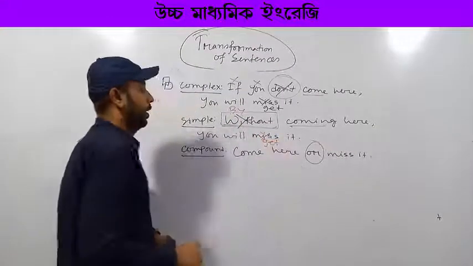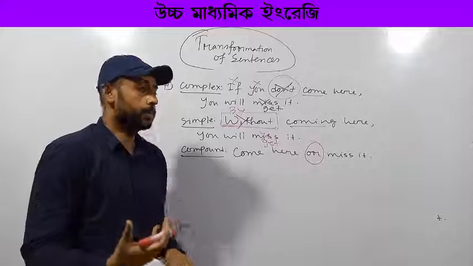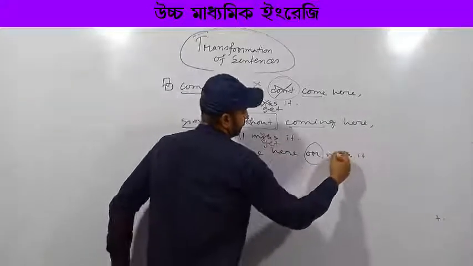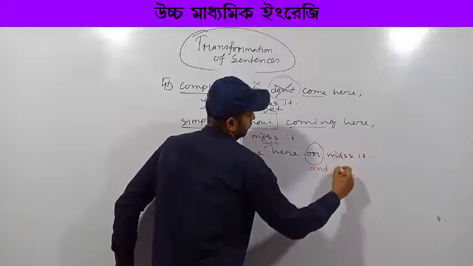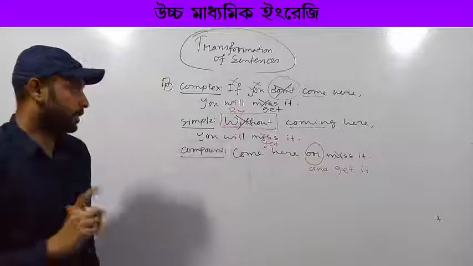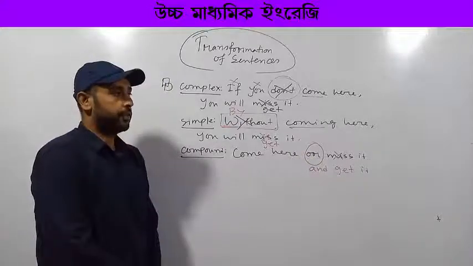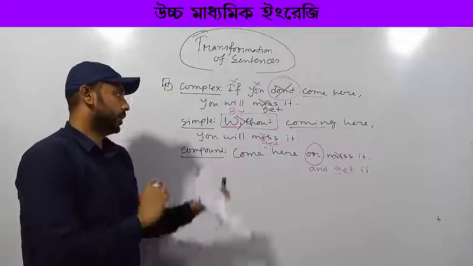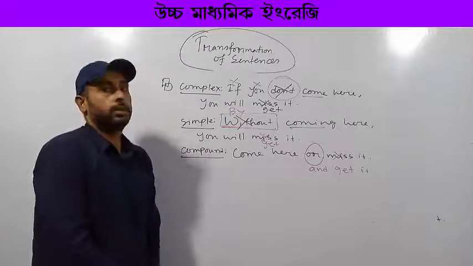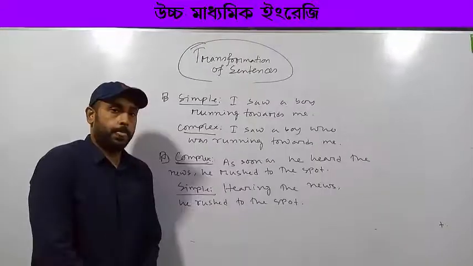And in case of compound sentence, you have to use and here. Come here and get it. So don't use or here. If the clause is positive, try to use and. And in terms of simple, try to use by plus verb plus ing. Okay, we are going to the next rule.